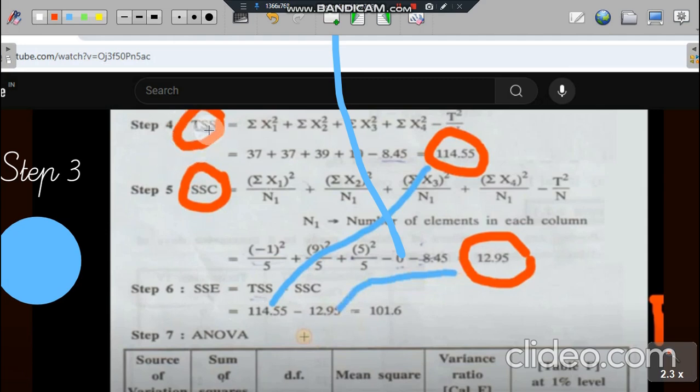TSS we can calculate, and then we can get SSC, and SSE also we can get, because these are the requirements to fill up the ANOVA table. In the next slide I am going to show the ANOVA table. So in that table all these values are needed for us. Keep that in your mind, as we'll go for the next table.